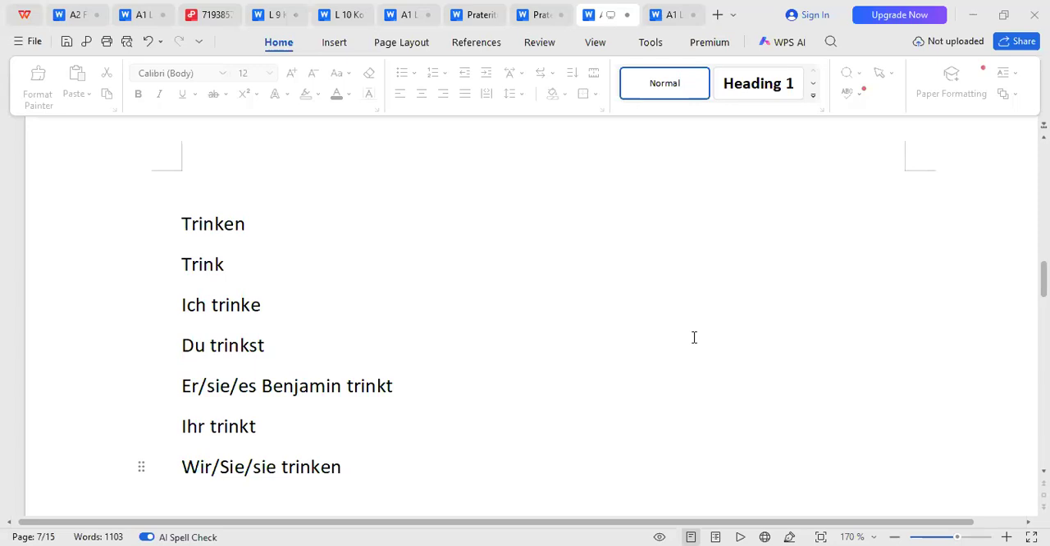Yeah, Daisy, drink, very good. Very good. That is how you do it. The rules of conjugation, which is very, very important.